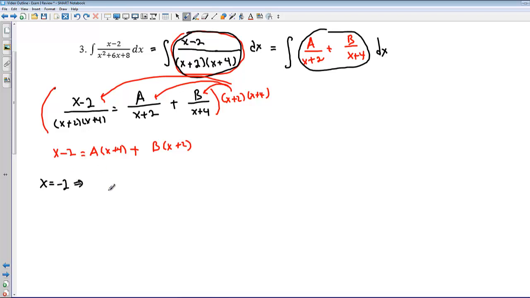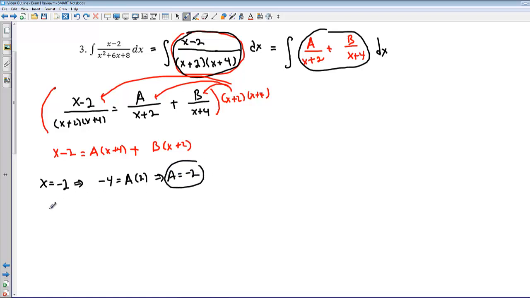On the left you get negative 2 minus 2, which is a negative 4. On the right you just have an a times negative 2 plus 4, which is just a 2. And of course plus 0, because this term is going to go away. Negative 2 plus 2 is 0. So that tells me that a has to be equal to, you divide both sides by 2, and get a equal to negative 2. So there's my a value.